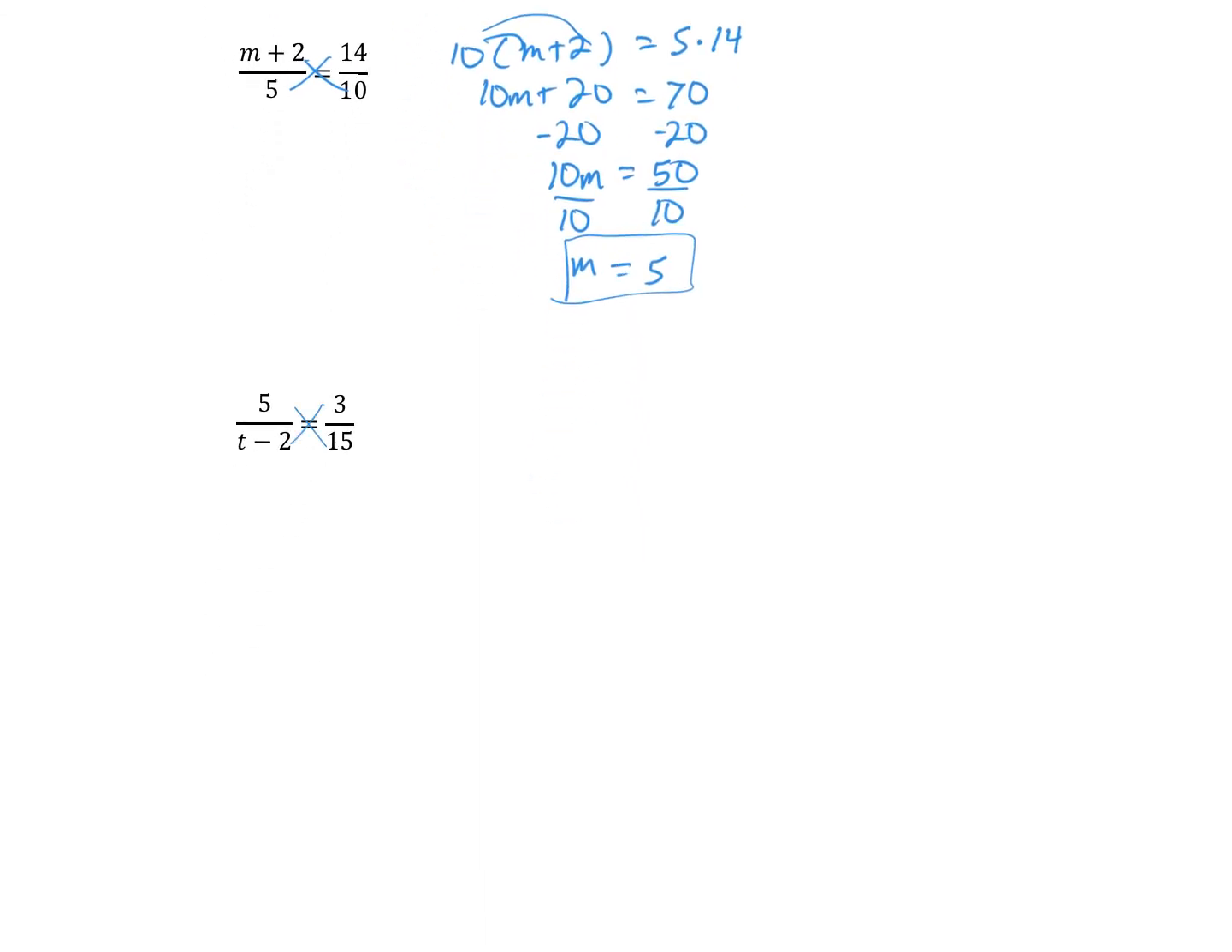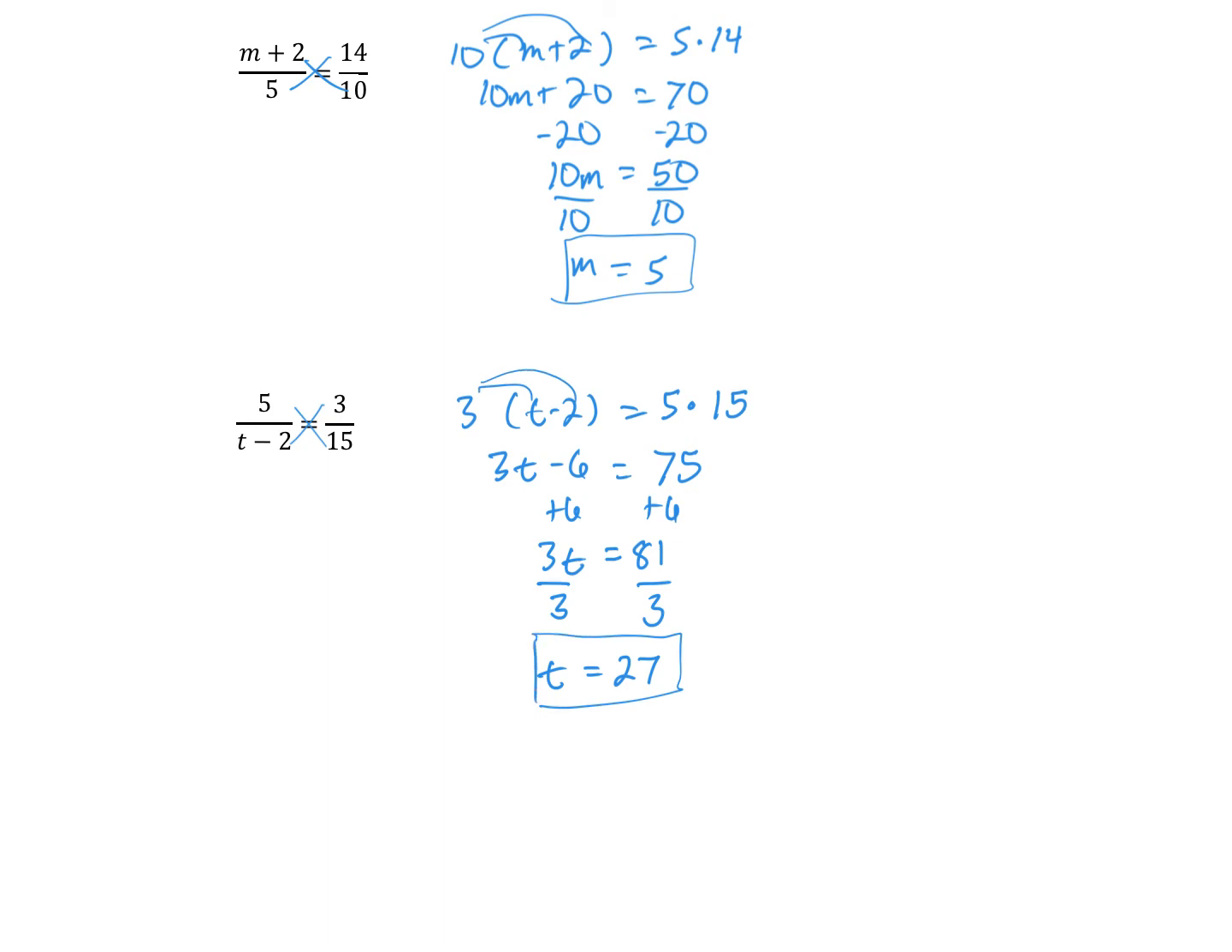Same thing here, just going to cross multiply. So here I'm going to do 3 times t minus 2 equals 5 times 15. Distribute my 3, so this is 3t minus 6 equals 5 times 15, which is 75. Now I just got to solve for t, so I'm going to add 6 to both sides. 3t must equal 81. Divide by 3, divide by 3. T should equal 27. And that is that.